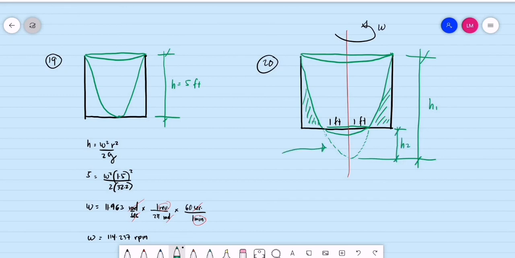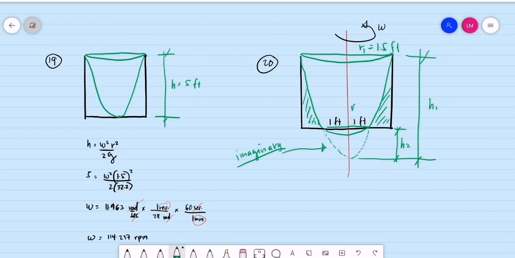Take note, this is just an imaginary paraboloid, just to complete the analysis. Take note, it is purely imaginary. So what is the radius of the larger paraboloid? That is the same as the radius of the tank, 1.5 feet.